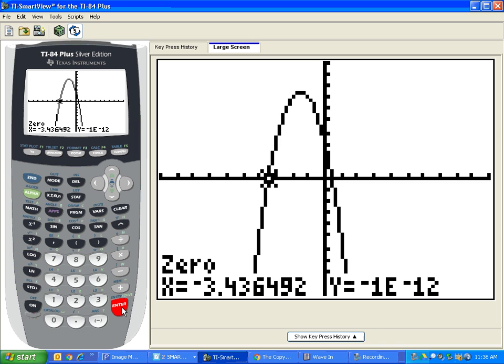1e to the -12, or 1e -12, I should say, is scientific notation. That's like 1 times 10 to the -12. So quite literally speaking, we have 0.00000000000001.